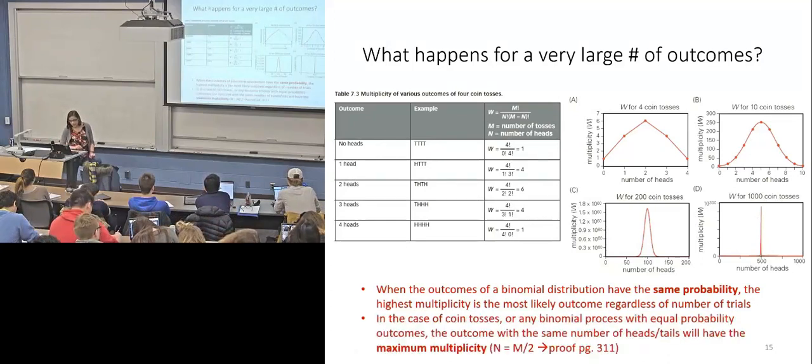So in the case of coin tosses or any other binomial process, and this equal probability is really essential here, because if you don't have that assumption in play, then this is no longer valid. We're not going to just center it anymore. The outcome with the same number of heads and tails will have the maximum multiplicity, n would be equal to m over 2, and 311 in your book is the proof for this.